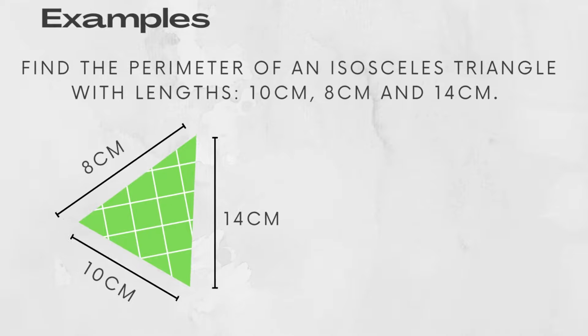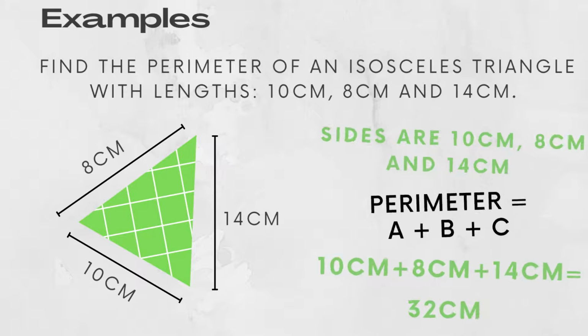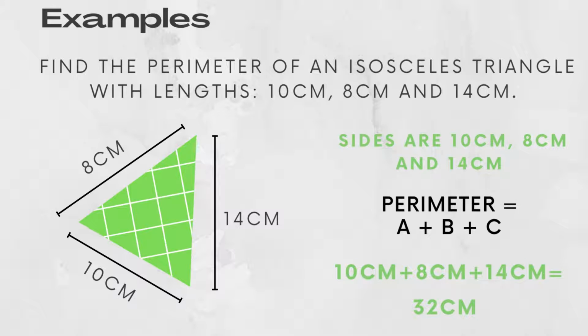Question number 2. Find the perimeter of an isosceles triangle with lengths 10 centimeters, 8 centimeters, and 14 centimeters. Here is our perimeter formula for the triangle. A plus B plus C. Now, we just insert the lengths of each side into the formula. 10 centimeters plus 8 centimeters plus 14 centimeters gives us 32 centimeters.